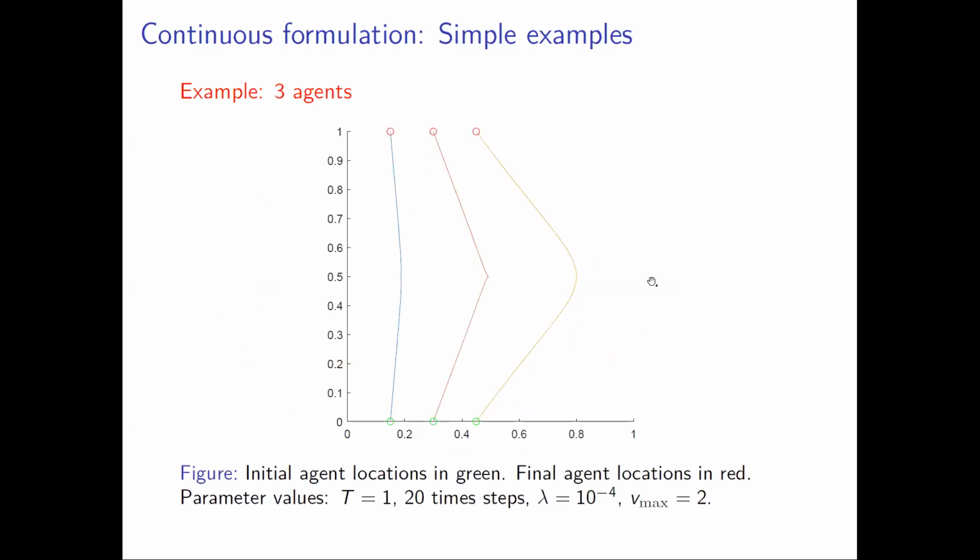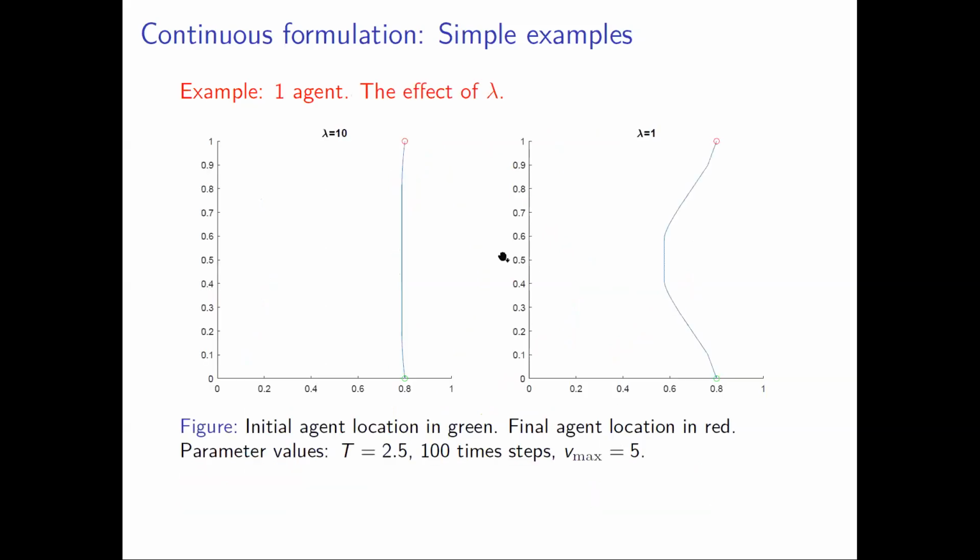And then here's a similar picture with 3 agents. Again, you see them doing a bit more exploring than just going for the shortest path. And the amount of exploring you do depends upon this parameter lambda, the weighting between the two terms. And you can see this in the next slide.